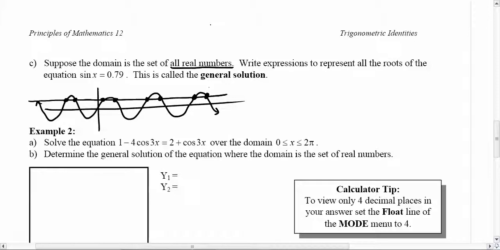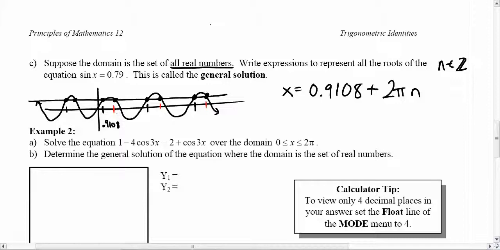Okay, so what we can do is take the first answer, 0.9108, and add the period n times. Do you know what the period is? 2 pi. So if we add the period 1 time, we get to this point here. If we add the period 2 times, we get to this point here. We have to say that n is an integer. If we subtract the period, we would get to this point. So then we also need these points.